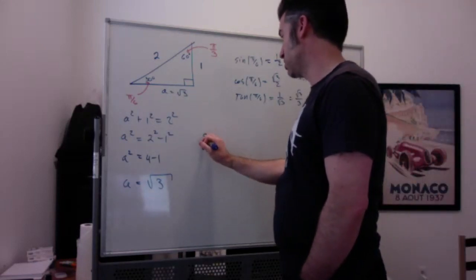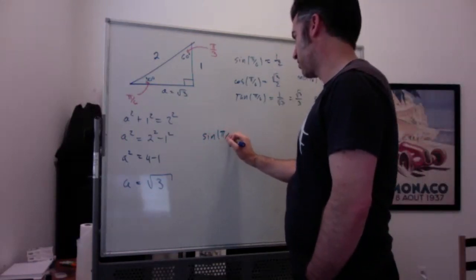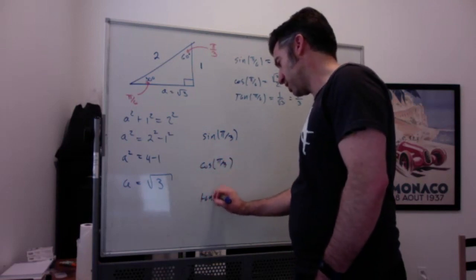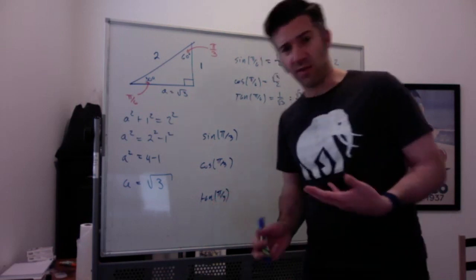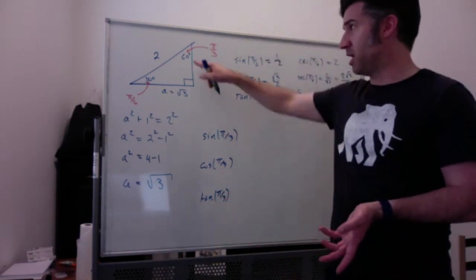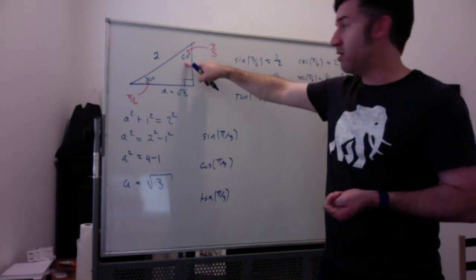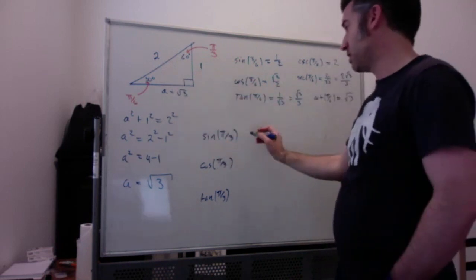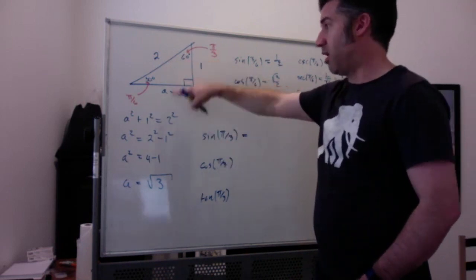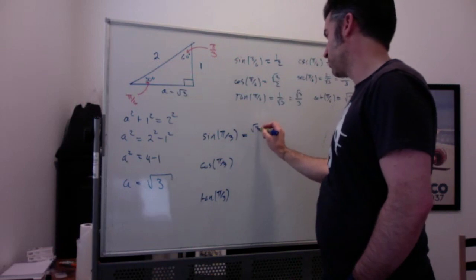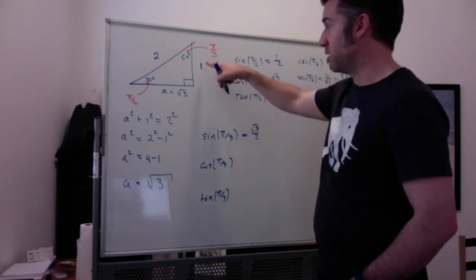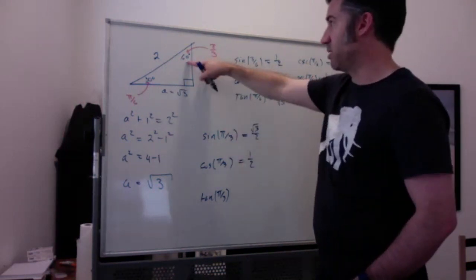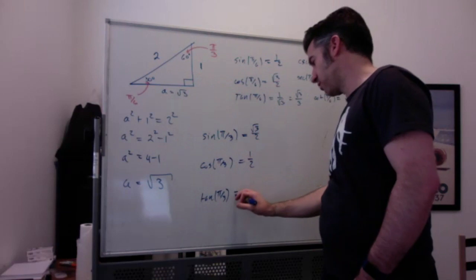So now we're going to do sine of pi over 3, cosine of pi over 3, tangent of pi over 3. So here's the thing. We're still using the same triangle. We're just now looking at that angle. So for this angle, the opposite is root 3 and the adjacent is 1. And the hypotenuse is still 2. So sine of pi over 3 is going to be opposite over hypotenuse, which is root 3 over 2. Cosine of pi over 3 is going to be adjacent over hypotenuse, which is 1 over 2. Tangent of pi over 3 is going to be opposite over adjacent, which is root 3 over 1.